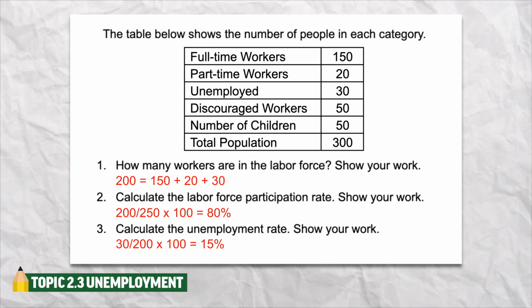The unemployment rate is the number of people unemployed, which is 30, divided by the labor force, which is 200, times 100, so 15%. I promise you're gonna see questions just like that on your next quiz or exam.